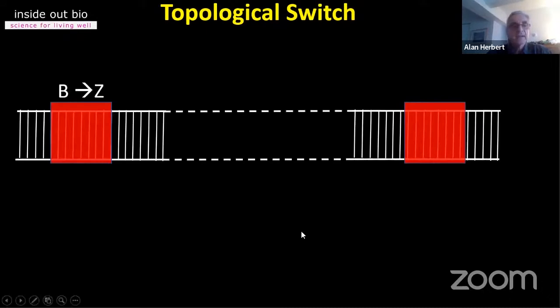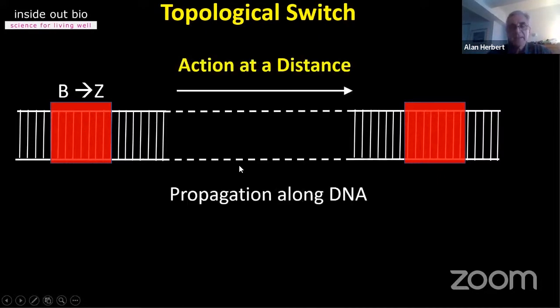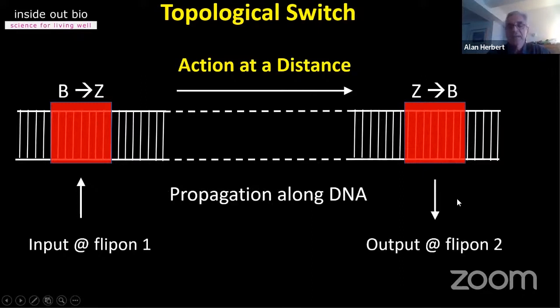So another example is the topological switch, and this alludes to the fact that you can have a sequence that's Z-forming, that when it gets flipped from B to Z, it changes the topology of the whole domain, and that change in topology gets propagated along the DNA and allows action at a distance. So flipping this particular sequence here from B to Z may change the conformation of a sequence far, far away and flip that back from Z to B. So this allows you to have a topological switch where you have input at this particular sequence, changing the output of this particular sequence. And this is occurring over large distances of DNA. So it's an interesting feature of chromosomal organization.